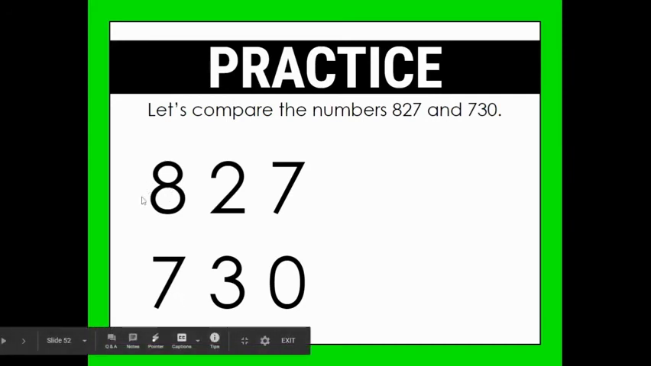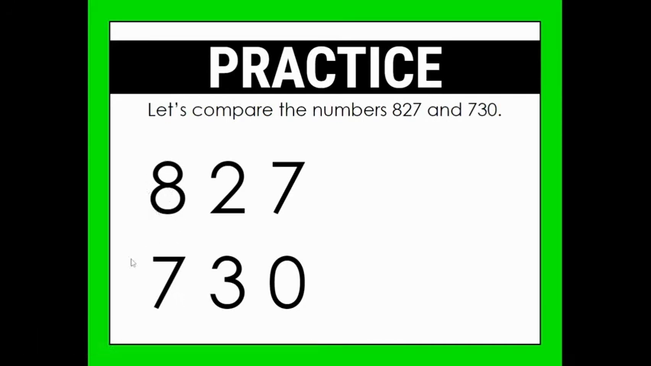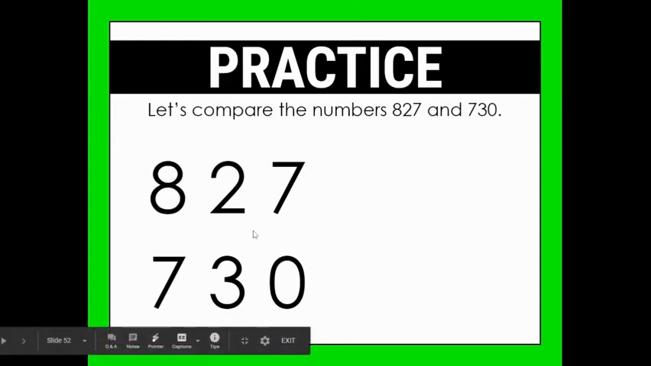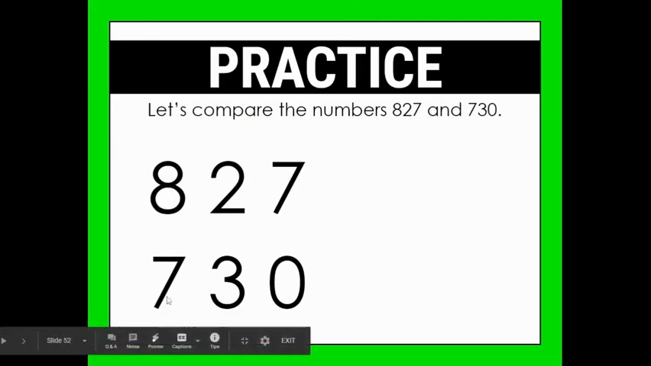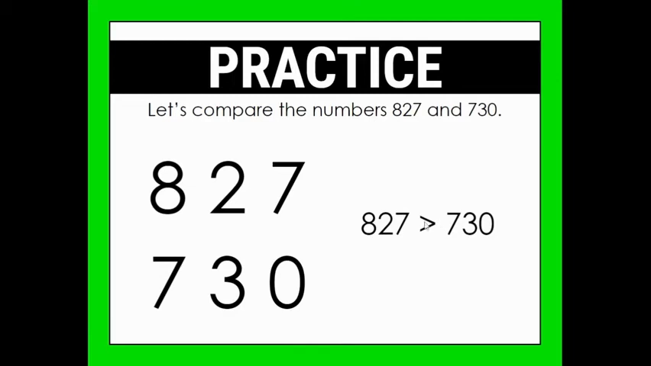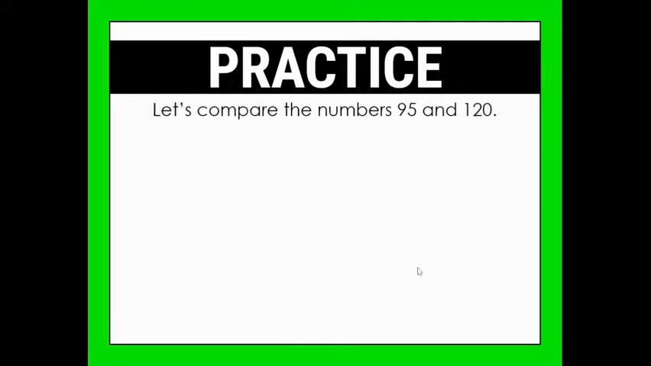And I can see that this one has an 8, this one has a 7. So I know that this 827 is bigger because I'd rather have 800 pizzas than just 700 pizzas. So the way we write that is 827 is greater than 730. Now let's have you try this one with me.